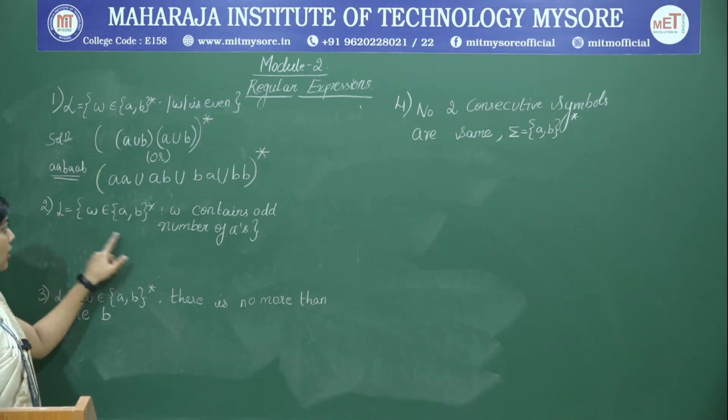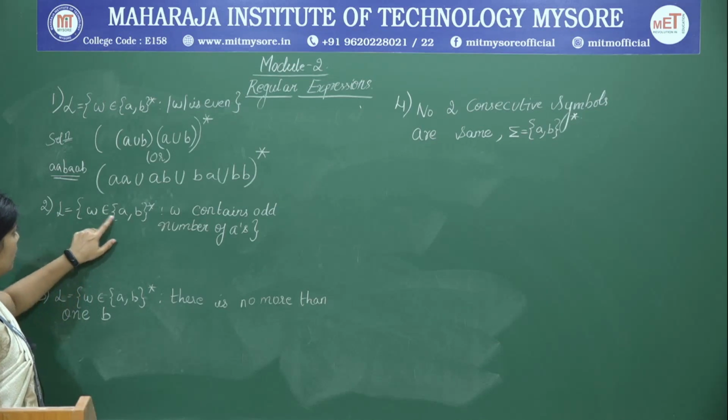Next, we have another problem statement here. W belongs to {a, b}.